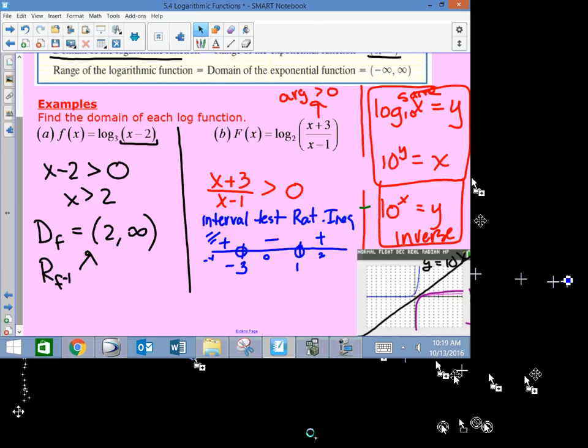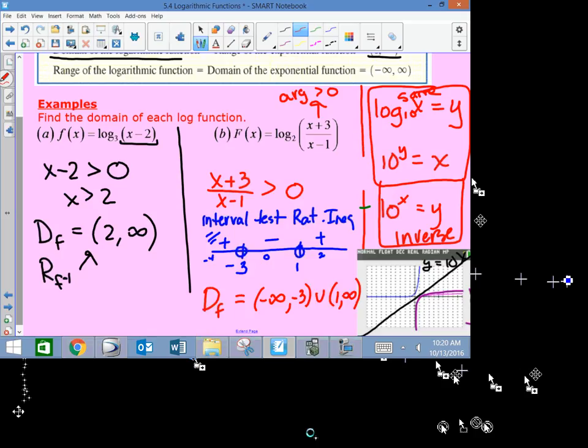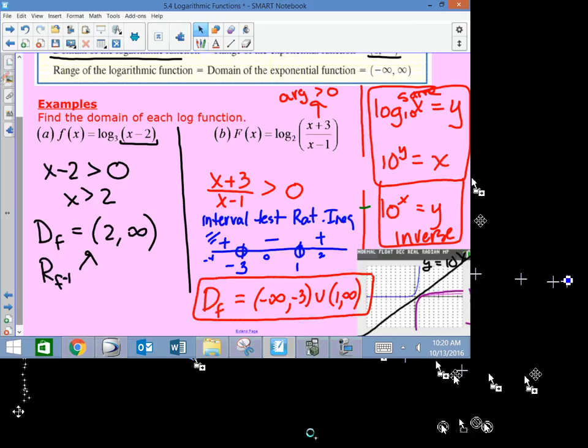So now, what's my domain? Where is my argument positive? Negative infinity to -3, not including, union, not including 1, to infinity. Very nice. So you have part of it. Pretty detailed, but you're supposed to not remember anything from here on out, ever. Especially when you get to calculus.